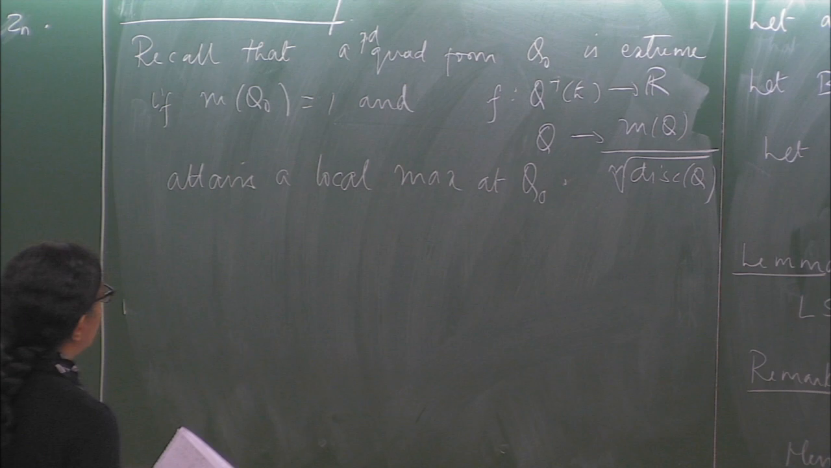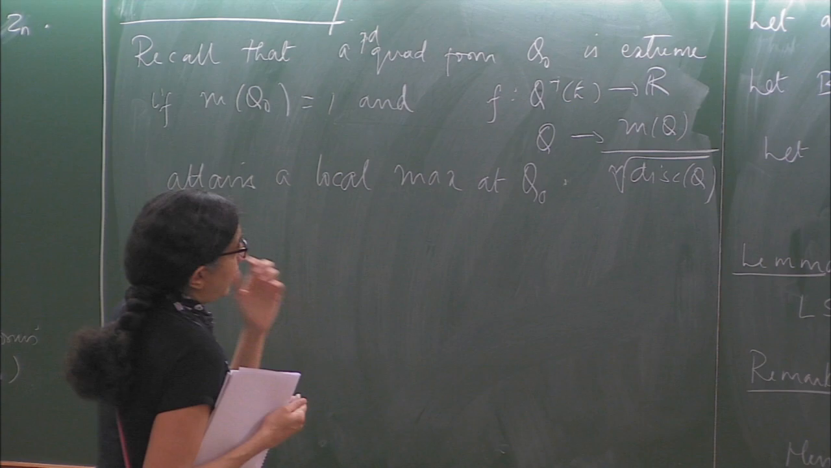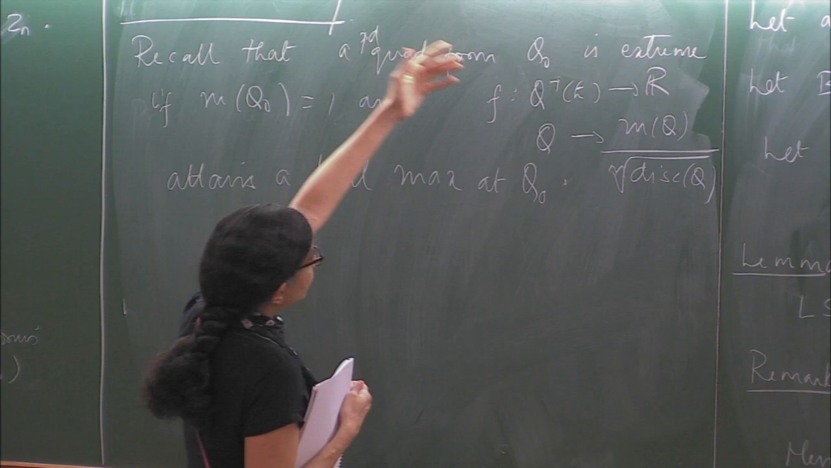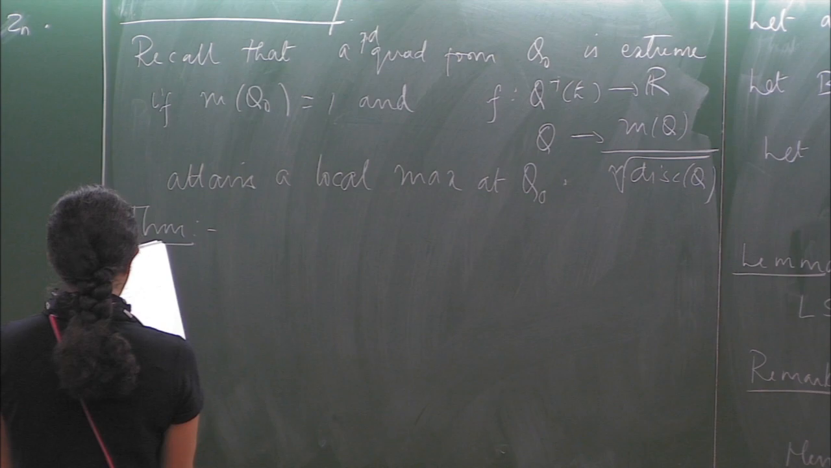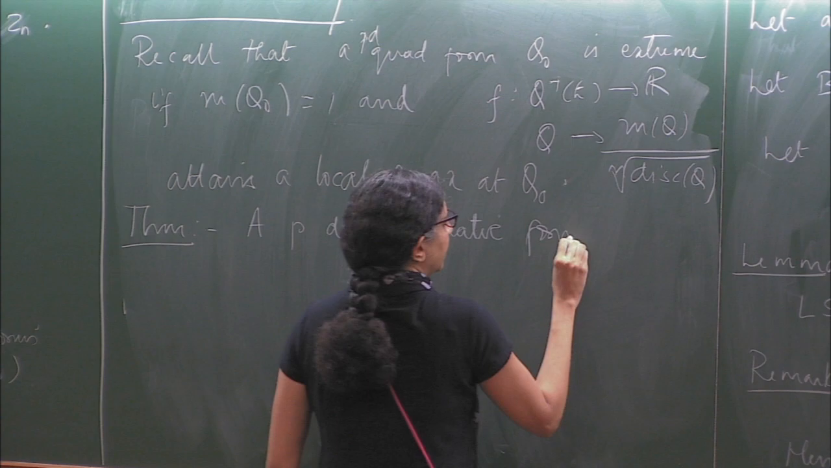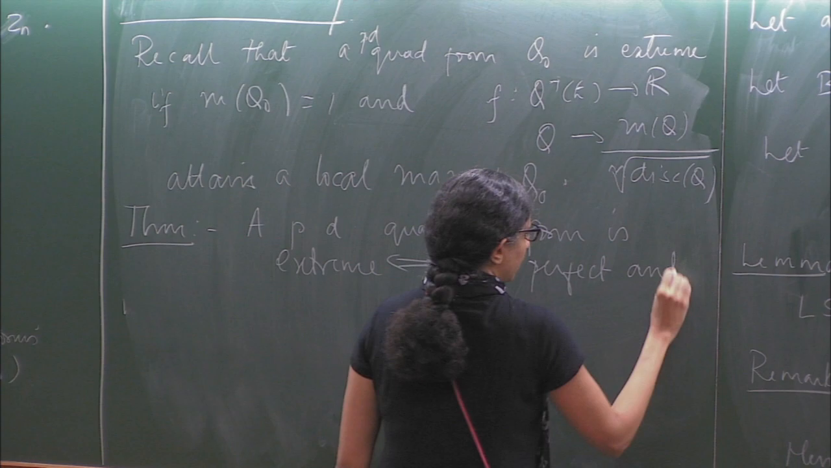So to study gamma n, it would be helpful to have a better understanding of extreme forms, or have a list of extreme forms, in fact. The theorem of Voronoi gives an alternate characterization of extreme forms. I'll first state Voronoi's theorem. A positive definite quadratic form is extreme if and only if it is perfect and eutactic.